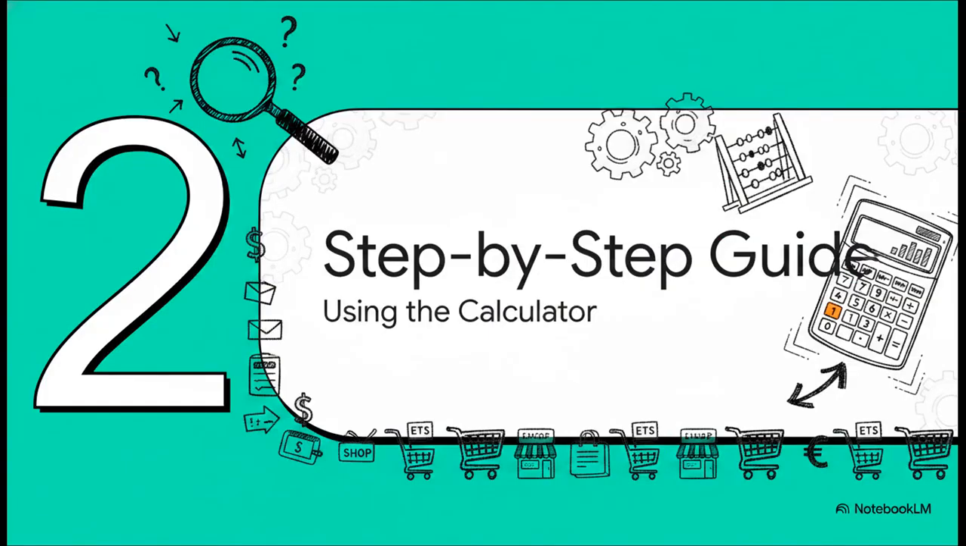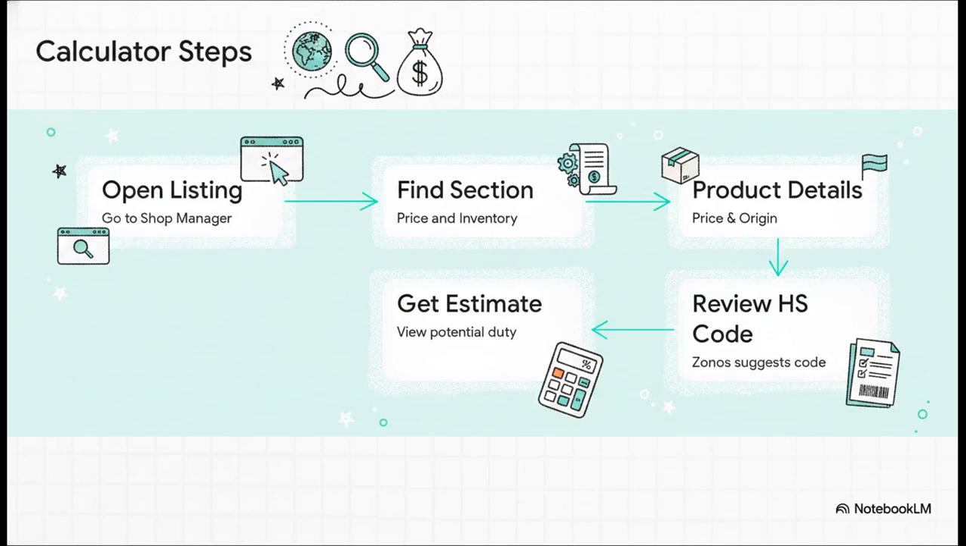Moving right along to part 2, our step-by-step usage guide. We know what the tool is, so let's get into how you actually use it right inside your shop. The process within your Etsy shop manager is actually brilliantly simple. Just 5 exact steps. First, you'll open up a new or existing listing. Second, scroll on down to the Price and Inventory section and hit Get Started under the U.S. Tariff Costs Estimate. Third, just fill in your product details, including the price and country of origin. Fourth, review the HS or HTS code that Zonos automatically suggests for you. And fifth, click to generate your estimate.